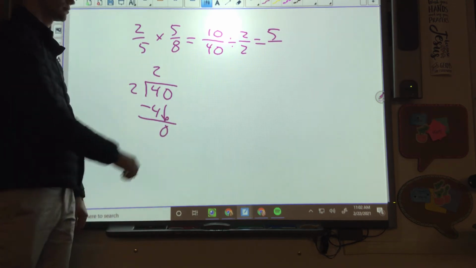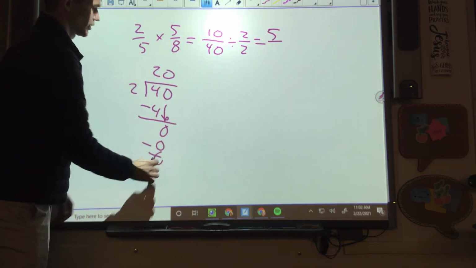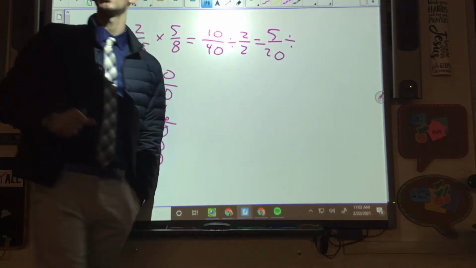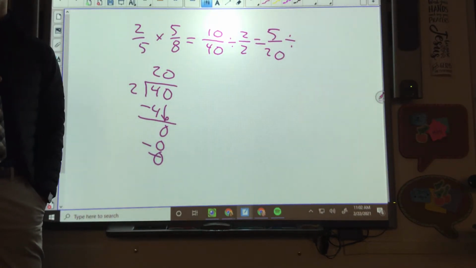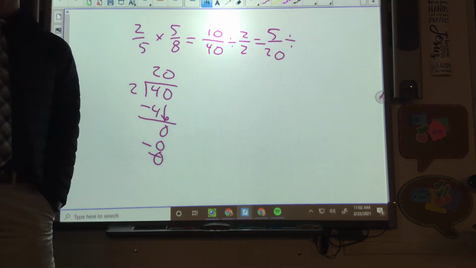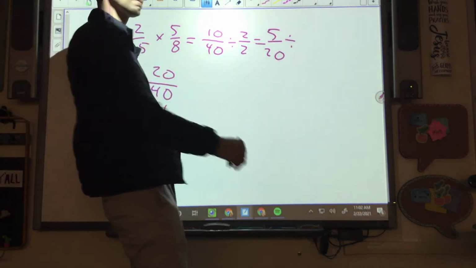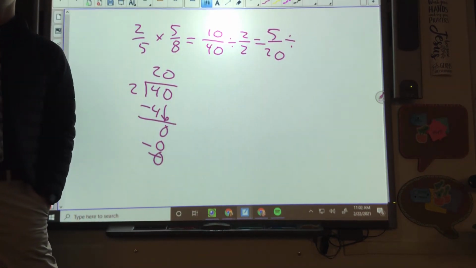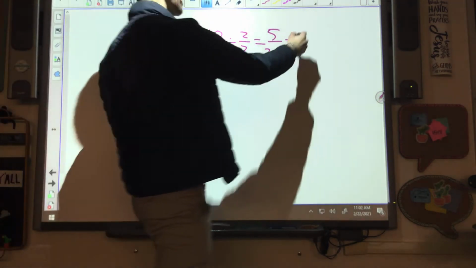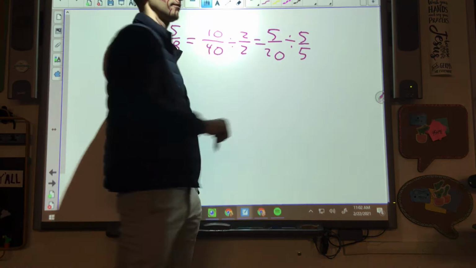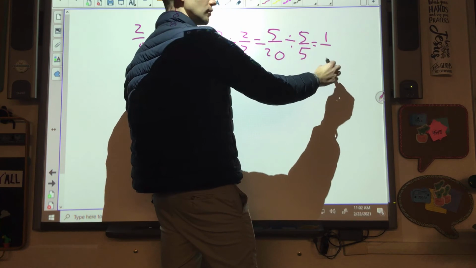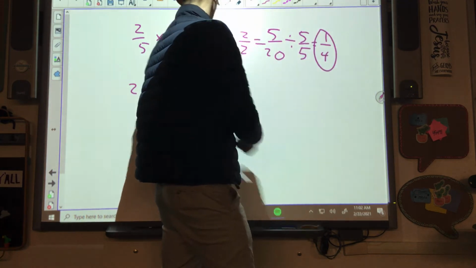2 goes into 0. How many times? 0. 0 times 0 is 0. Oh, look, we're done. 40 divided by 2 is 20. Now what? We have to divide it again. What goes into 5 and 20? Yep, there's something. It's not in simplest form yet. It can't be 1. It's 5. 5 divided by 5 is 1. 20 divided by 5 is 4. So the answer is 1/4.